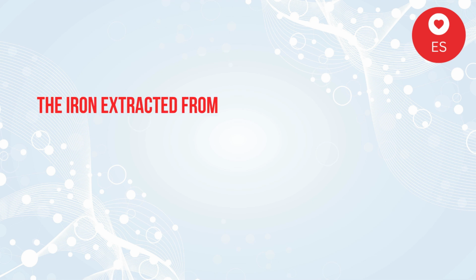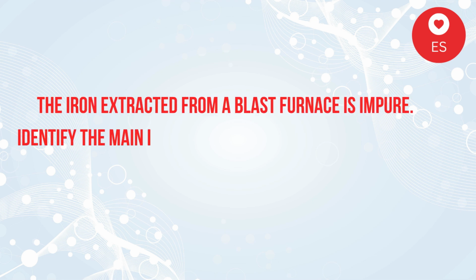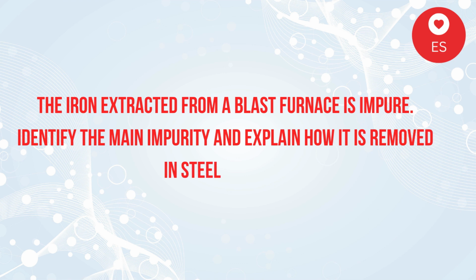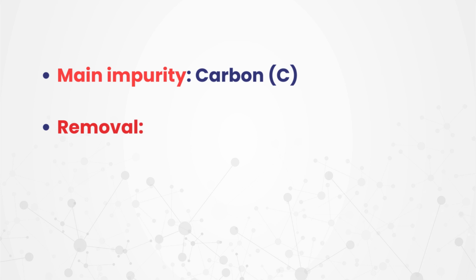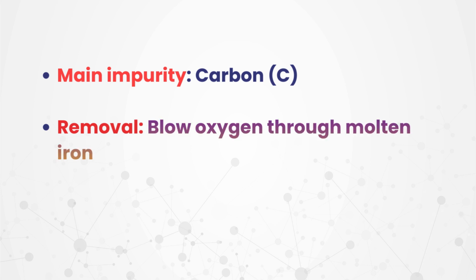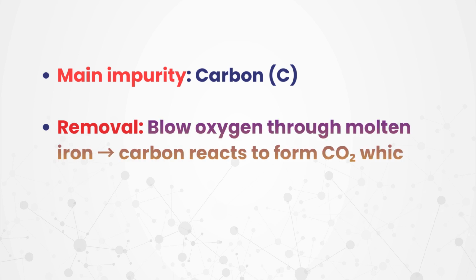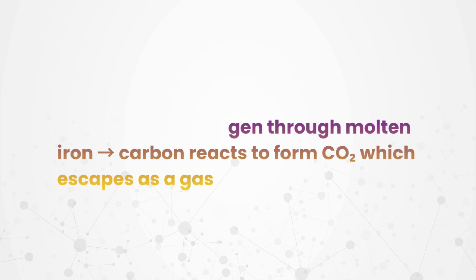The iron extracted from a blast furnace is impure. Identify the main impurity and explain how it is removed in steelmaking. Main impurity is carbon. Removal: blow oxygen through molten iron. Carbon reacts to form CO2, which escapes as a gas.